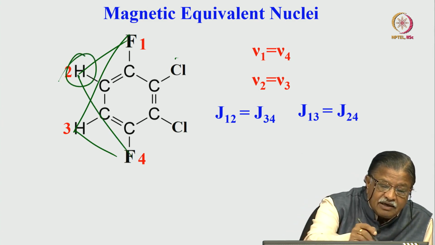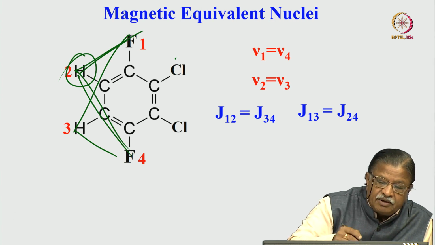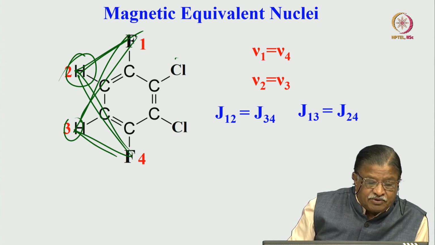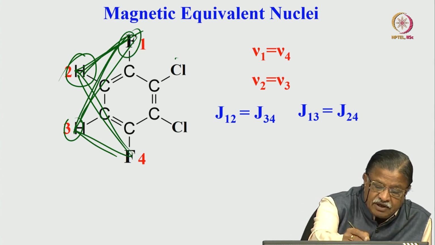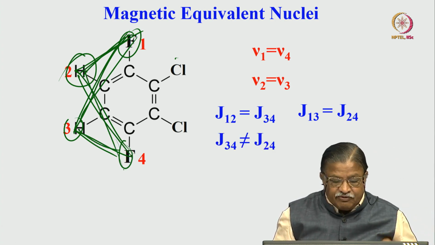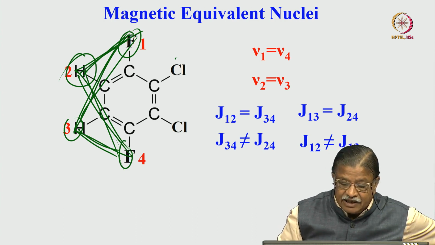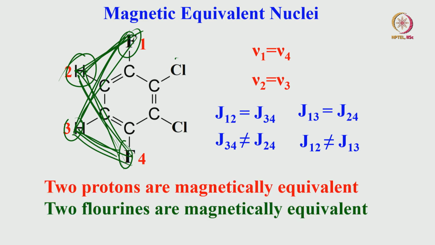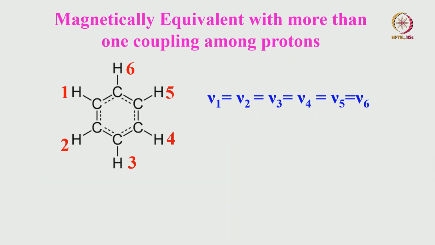That means each proton experiences 2 couplings, 1,2 and 2,4. This proton, 3,4 and 1,3. Each proton experiences 2 couplings. Similarly, each fluorine experiences 2 couplings. This fluorine experiences 2 couplings. The interesting thing is that 3,4 is not equal to 2,4, they are different. But each proton experiences the same 2 different couplings, and each fluorine experiences the same 2 different couplings. That means 2 protons are magnetically equivalent and 2 fluorines are also magnetically equivalent.